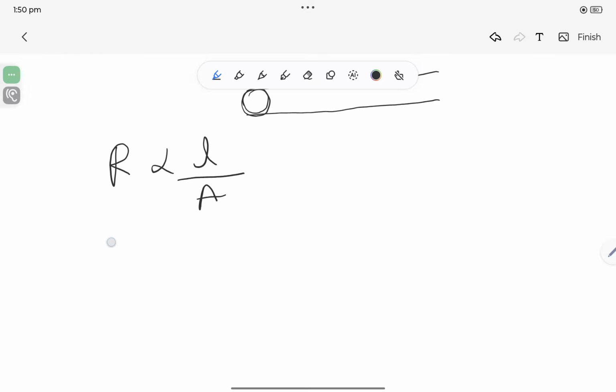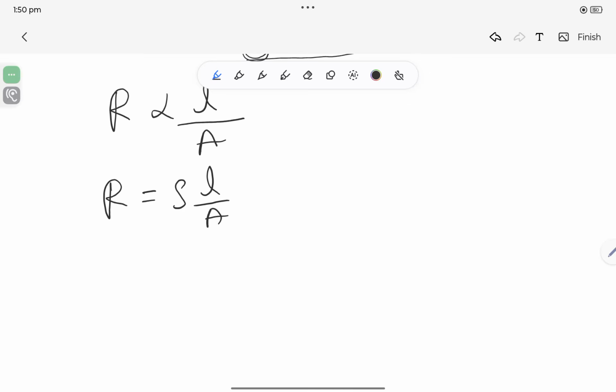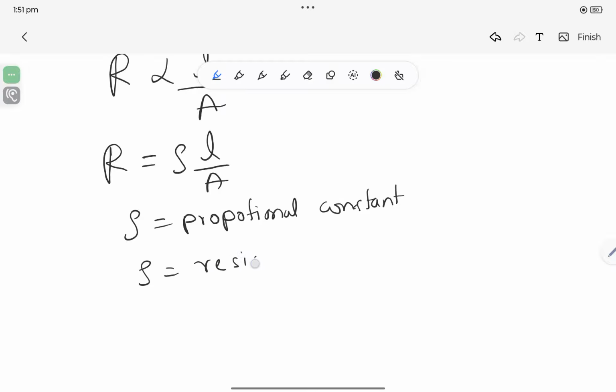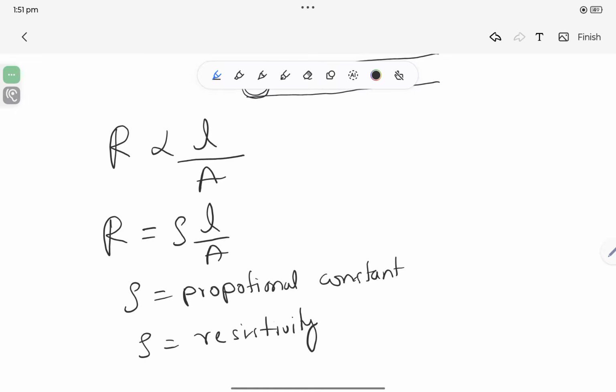So let us see, R is equal to rho into L by A. What is rho here? Rho is resistivity. Here rho is the proportional constant, and we call it resistivity. Let us discuss resistivity. What is resistivity? Resistivity is material dependent.